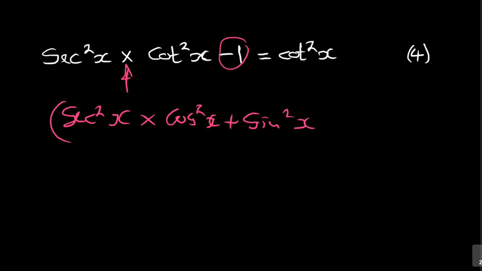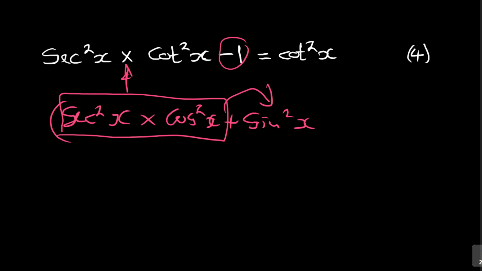You understand BODMAS now? You cannot say, I'm taking this and using it in an identity. This will be 1 times sec squared x. So it means you have to first multiply sec squared times cos first, BODMAS. Then you will say plus this guy. So right, they purposely left out those brackets.